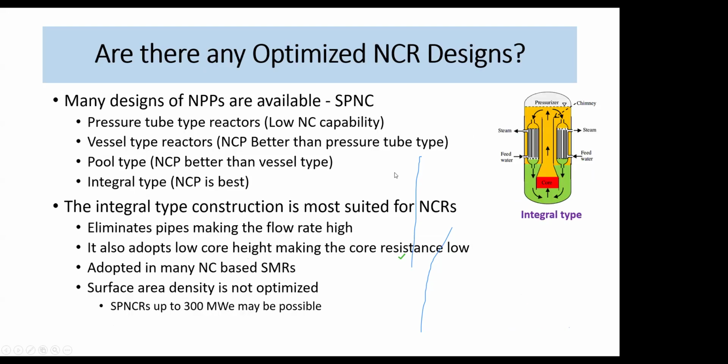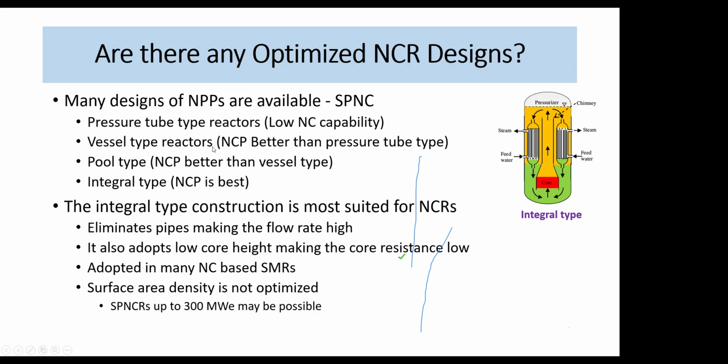Now, are there any optimized designs for natural circulation reactors? Many of the SMRs are using an integral type design, where all the components of the primary heat transport system are in one vessel and there is no piping at all. This is what we call the integral type design. And if you look at pressure tube type reactors, they have low natural circulation capability. For vessel type, natural circulation performance is better than pressure tube type.